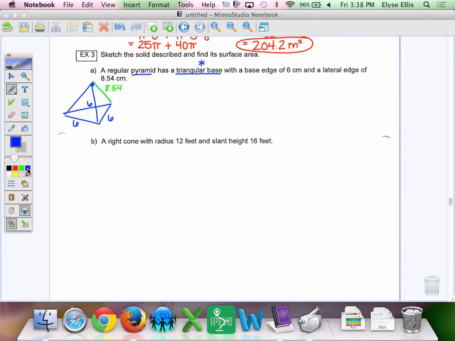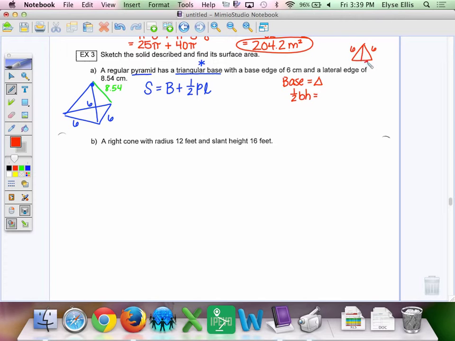We are supposed to be finding the surface area of that shape. Surface area for a pyramid is capital B plus 1/2 P times L. Now when you look at that shape, first off, we need that B. Your capital B stands for your base. Your base is a triangle. So we need to do 1/2 base times height. Well, on your triangles, they're 6 by 6 by 6. So you have an equilateral triangle.